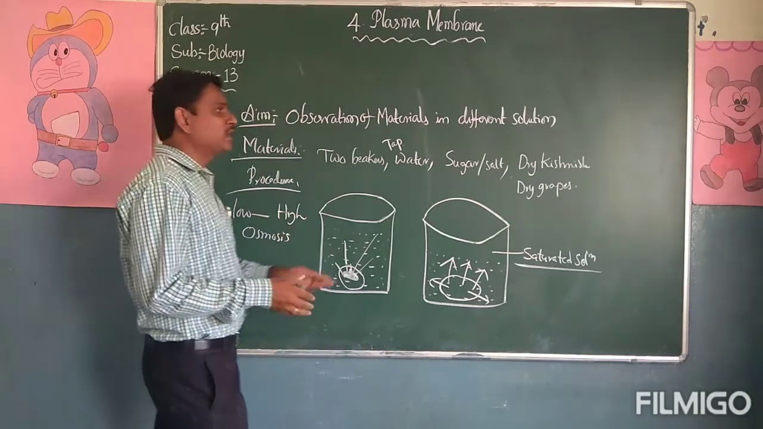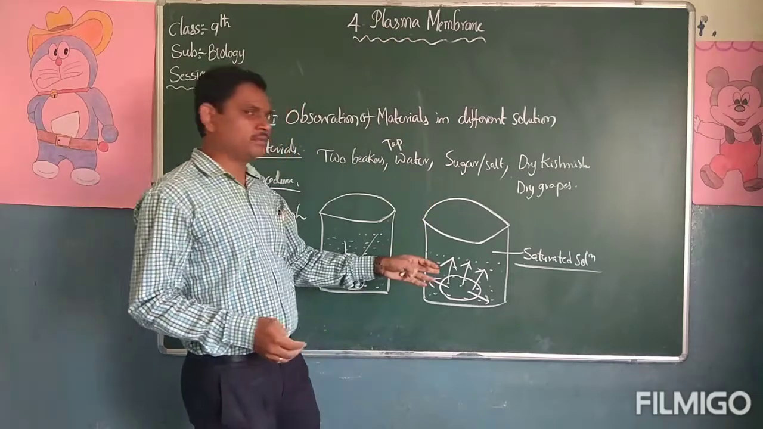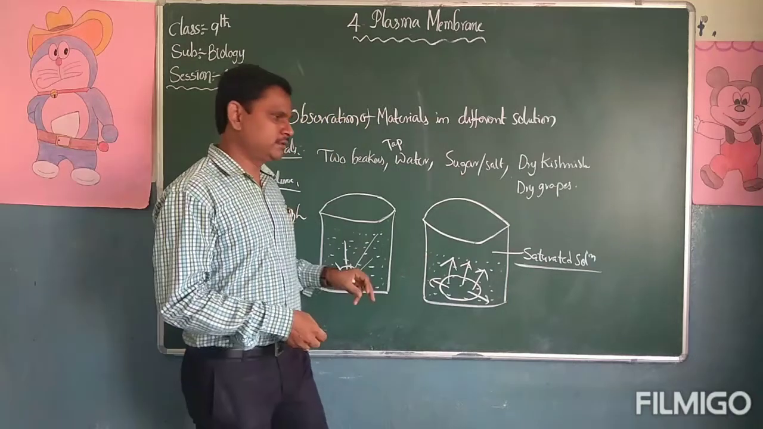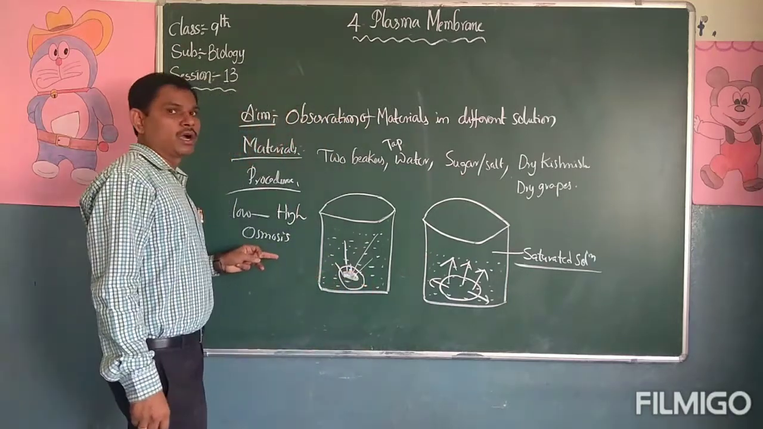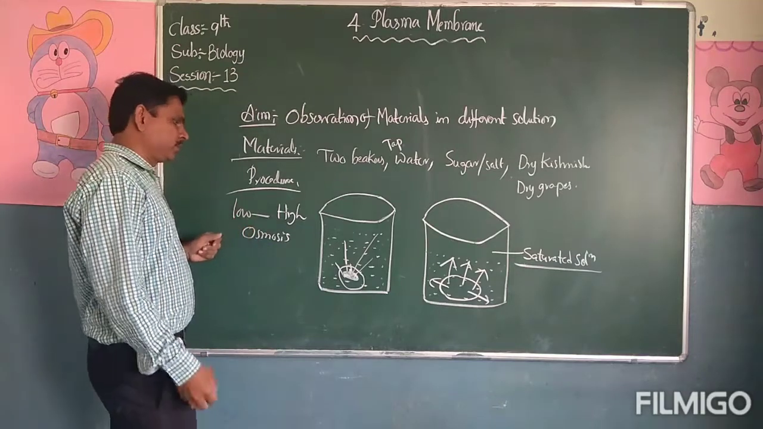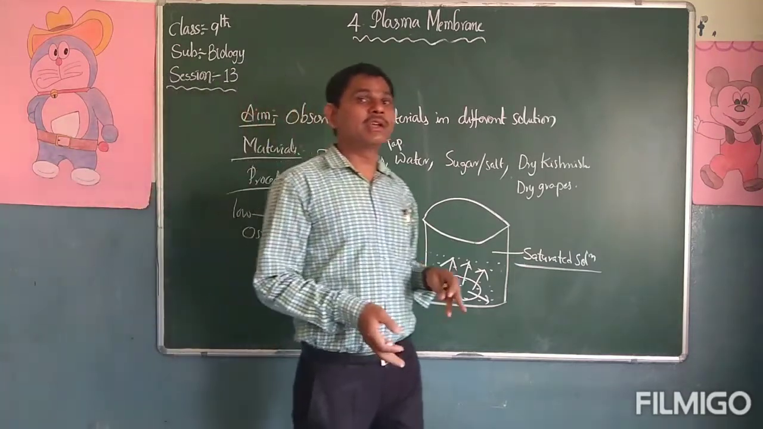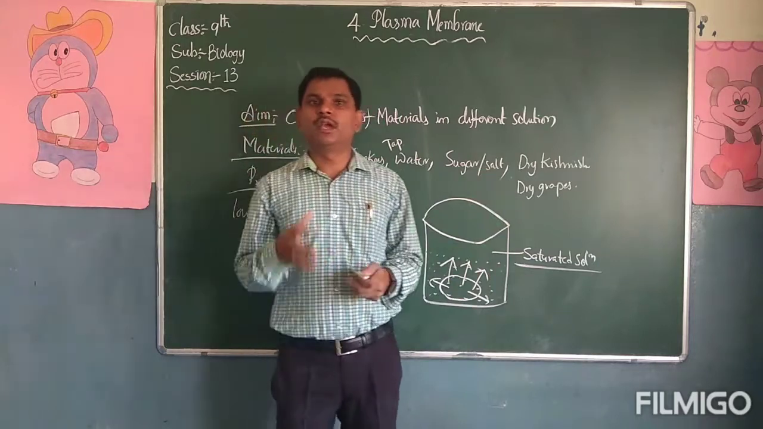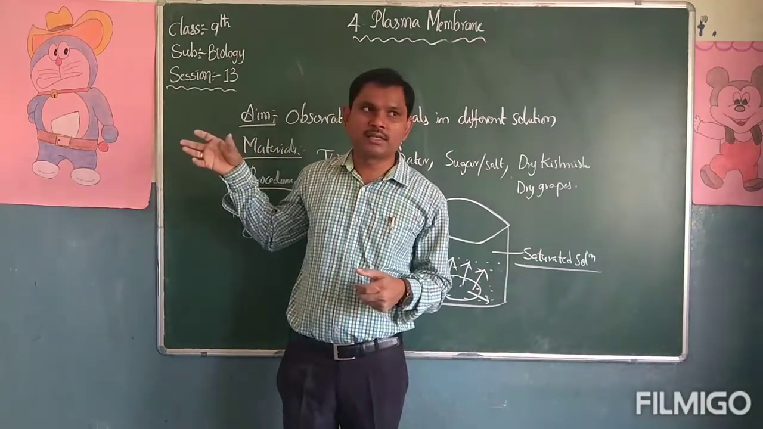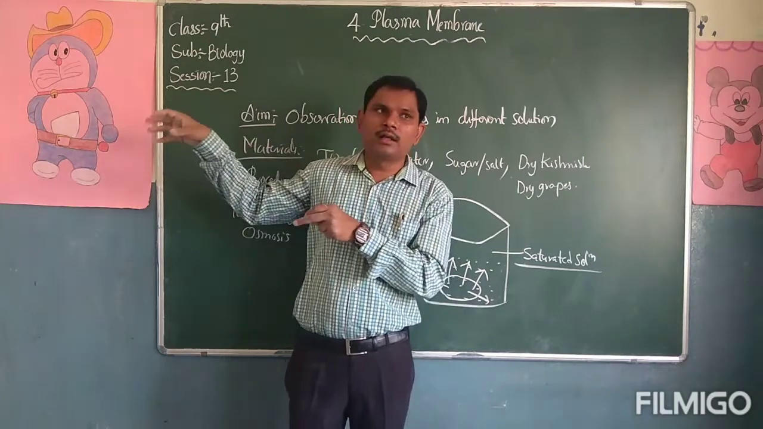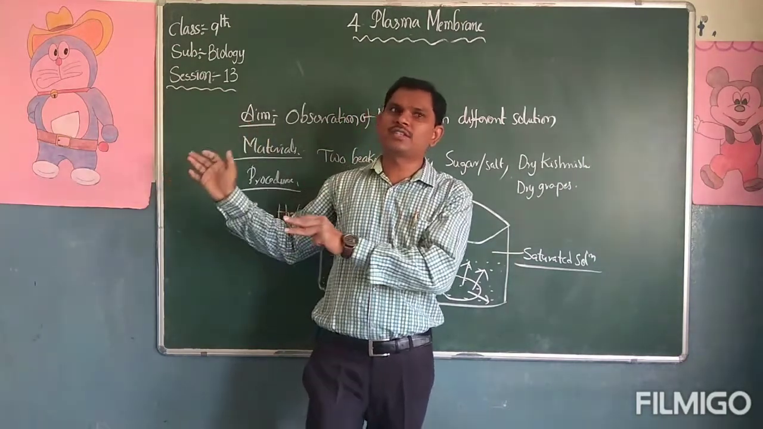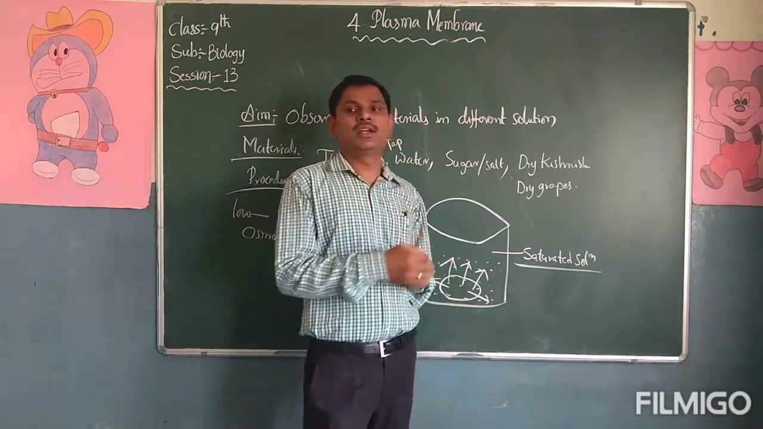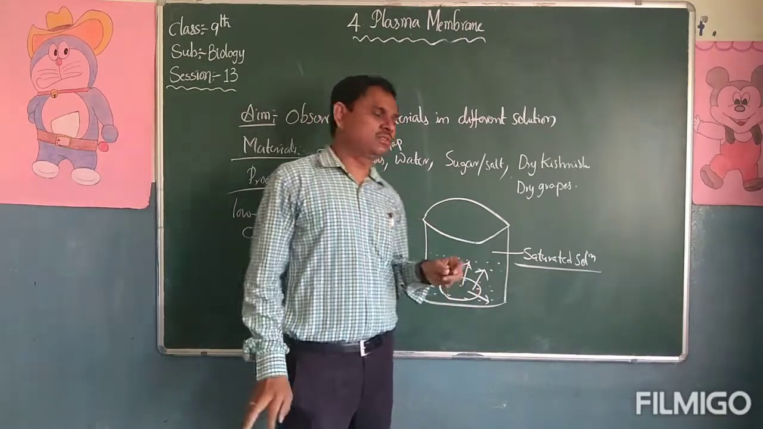This is the process of osmosis. The substances enter the cell through the plasma membrane from low concentration to high concentration. But in diffusion, it is different. The molecules move from high concentration to low concentration. For example, if I spray body spray in the corner, the molecules move from high concentration to low concentration. That is the diffusion process.